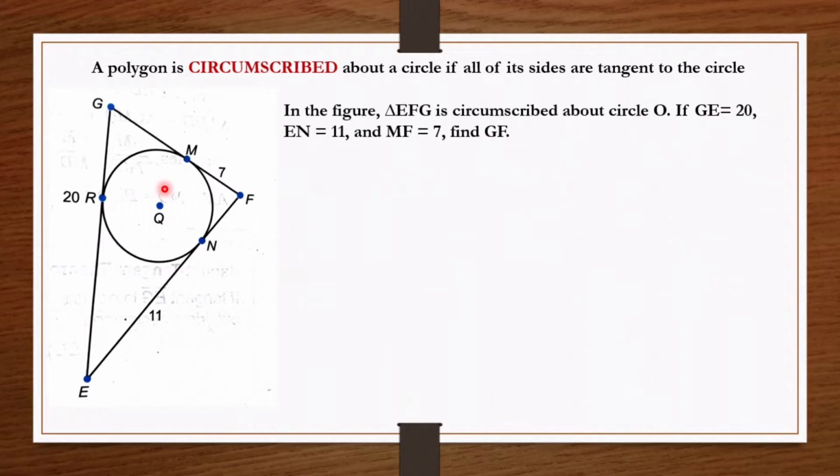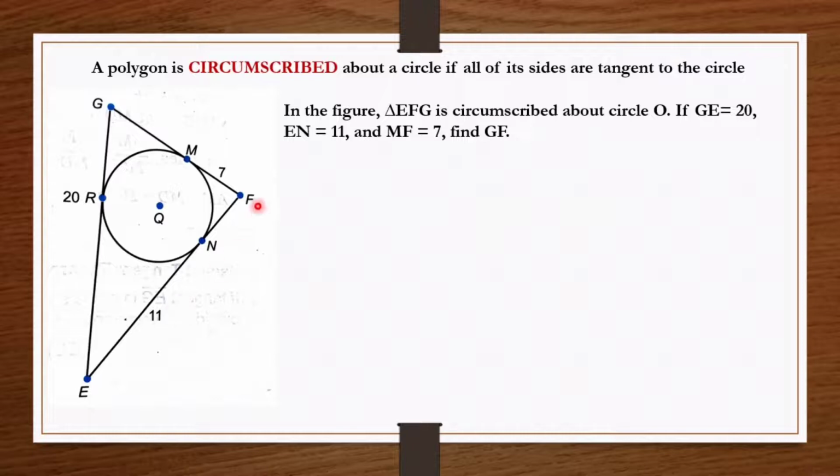Alright, so, if given GE is equal to 20, and EN, this is EN, hanggang doon lang ha, huwag kayong pupunta sa F, dahil ang sabi dito, EN lang. So, E hanggang N lang, hanggang doon lang, sa point of tangency ng N, ay 11.